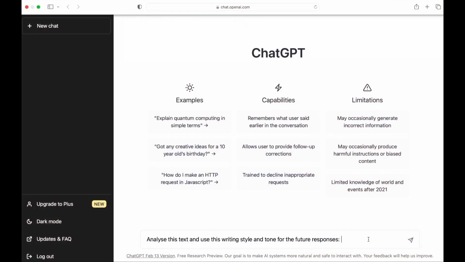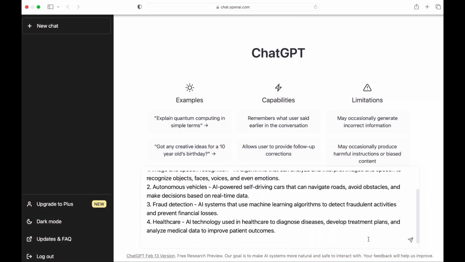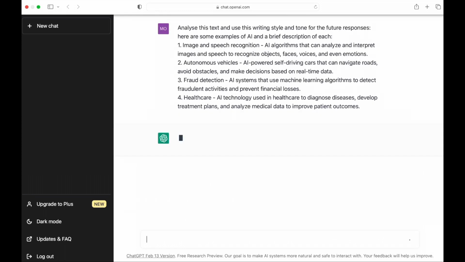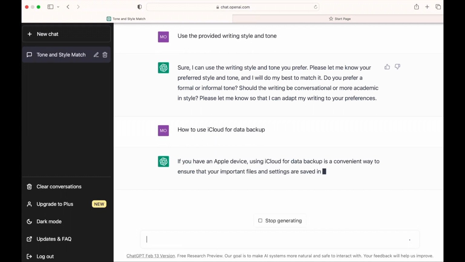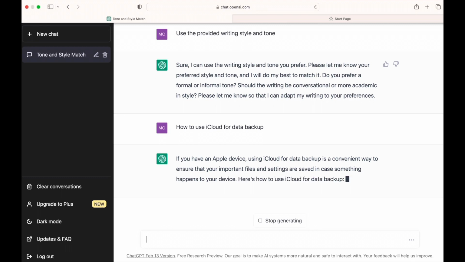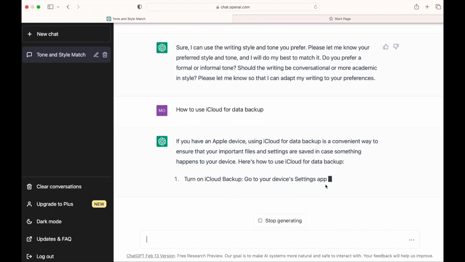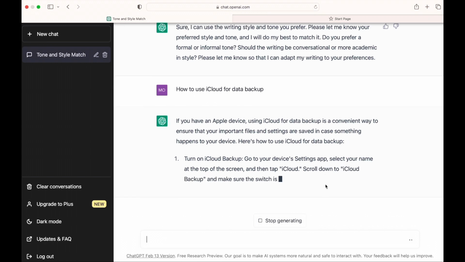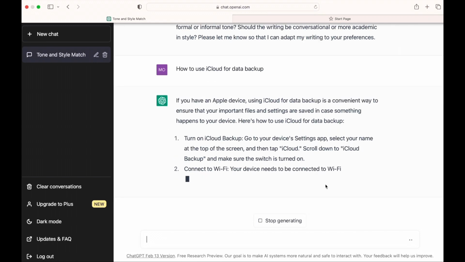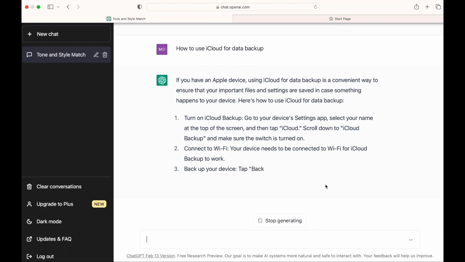All you have to do is type in, "analyze this text and use this writing style and tone for the future responses." Copy and paste your text, and in a matter of few seconds, ChatGPT would adopt your given style and tone. Now, simply ask ChatGPT a question. How to use iCloud for data backup? And notice the response would have the style and tone you provided.